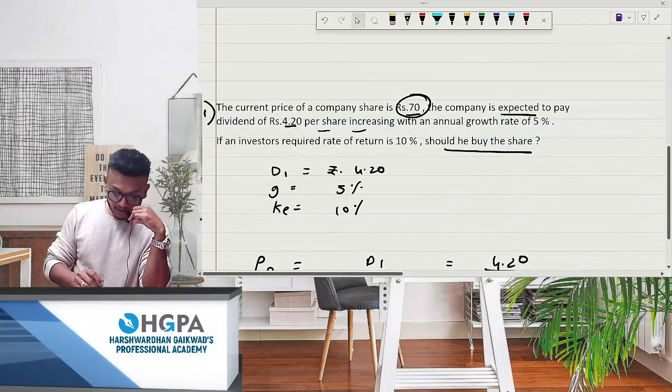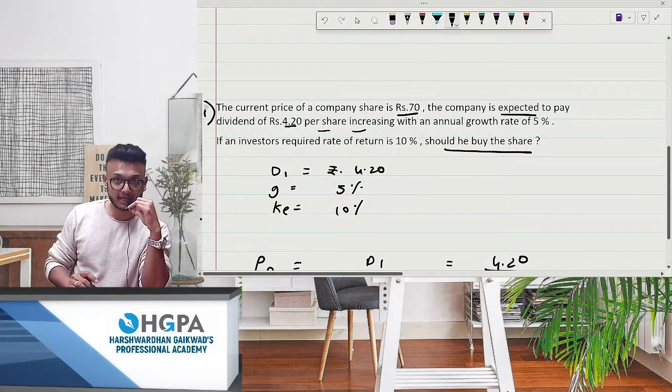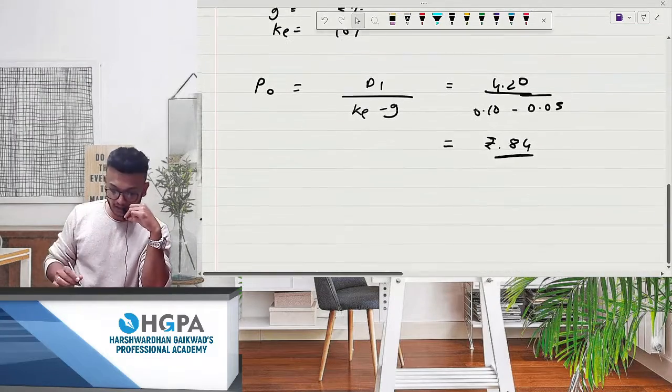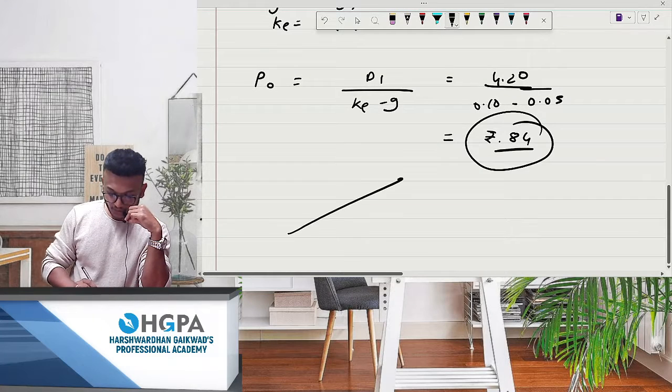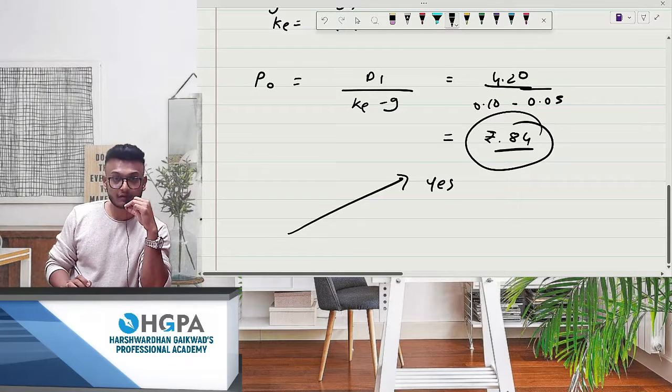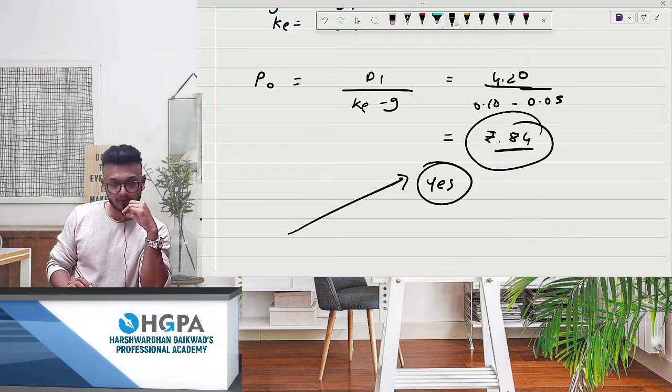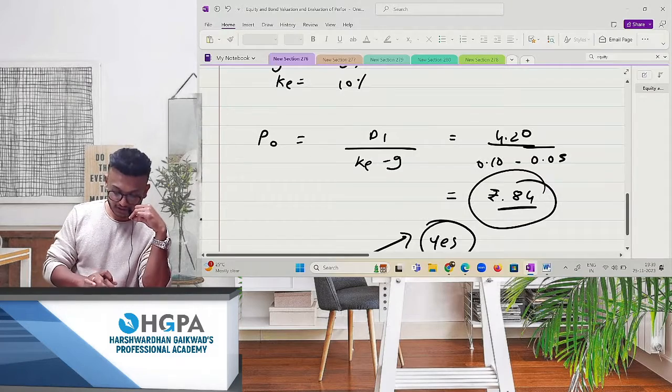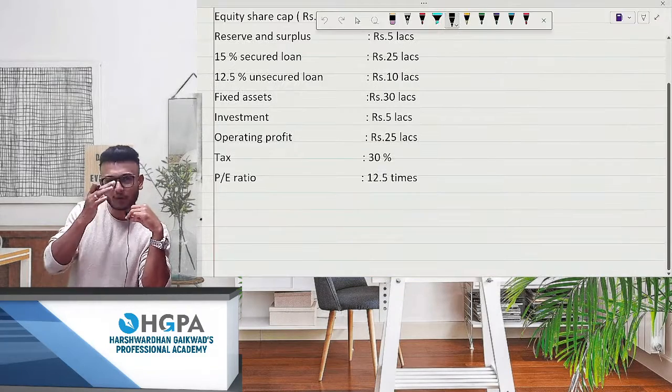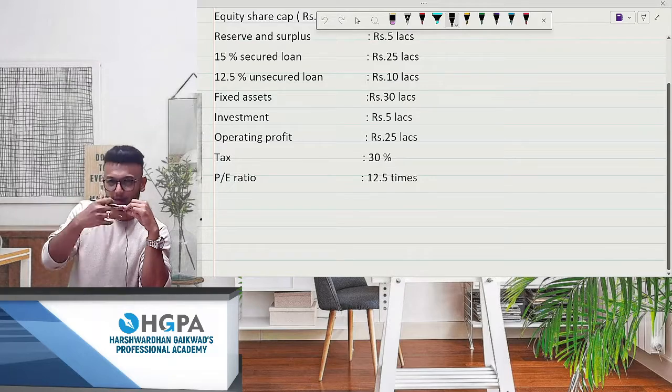Now you only tell me whether you will buy the share. See, now the current market price is 70 rupees and the fair value price which you have computed is 84. So is the price going to increase? The answer is very much yes. So will you buy the share? The answer is affirmative. Okay. Do you understand this? So these all questions are going to come, but I have taken all the variety of sums. So basically this was one normal approach.